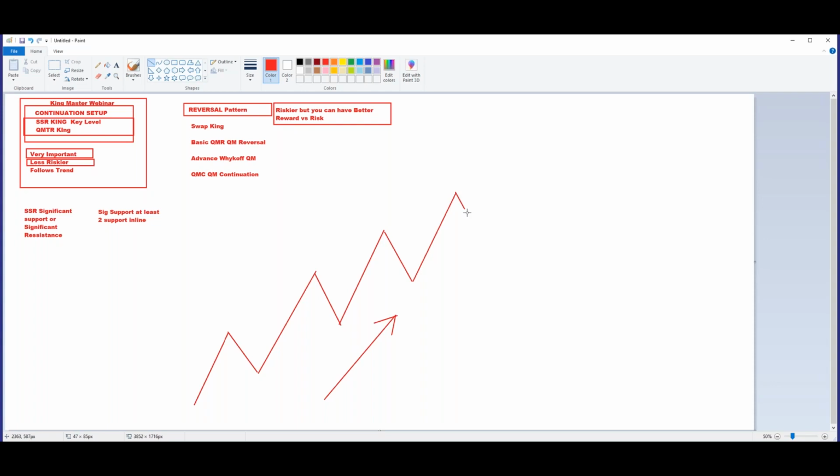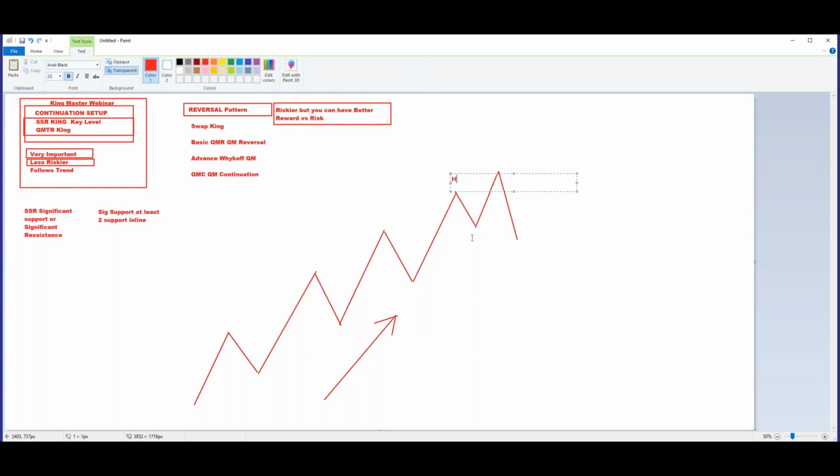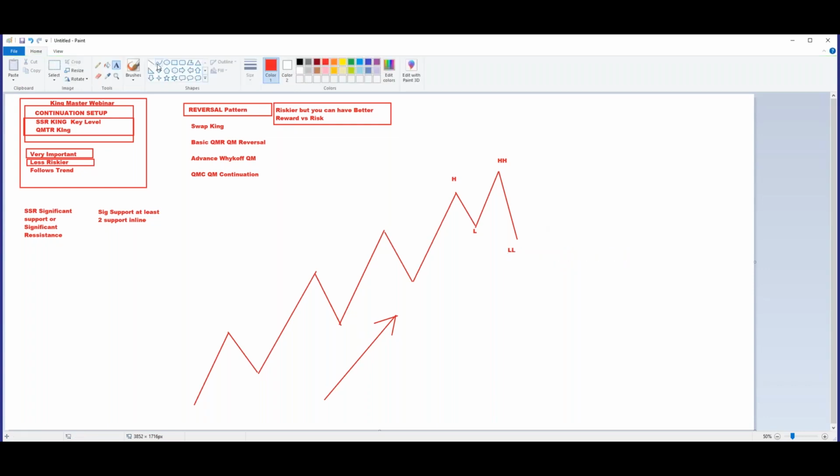Okay, let's suppose price is going up and up and up. So one of the signals that the trend is going down is when price makes a new lower low. Let's suppose that we have a high, we have a low over here, and then we have a higher high, and then price makes a new lower low. So this lower low is only a signal of a reversal from uptrend to downtrend.